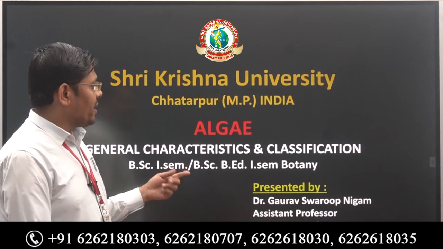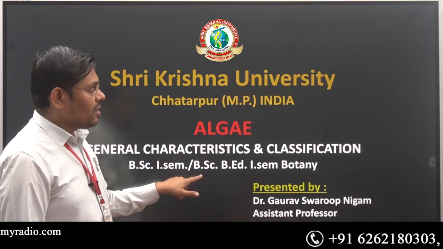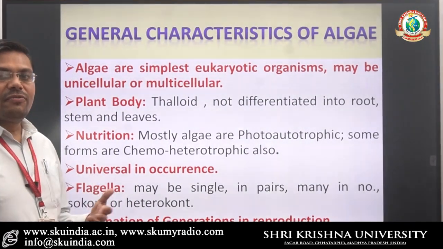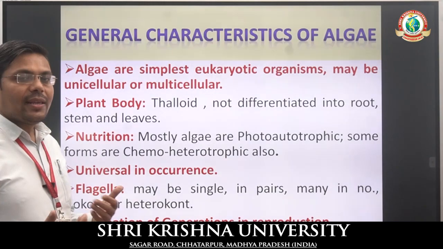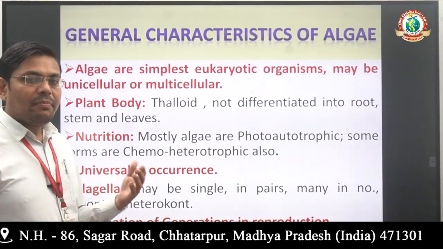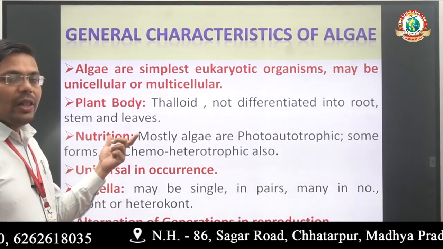Today's lecture topic is Algae: General Characteristics, Features and Classification. So first, what is algae and what are the characteristic features of algae? Algae is the simplest eukaryotic organism and it may be unicellular or multicellular. And the plant body is thalloid in nature.